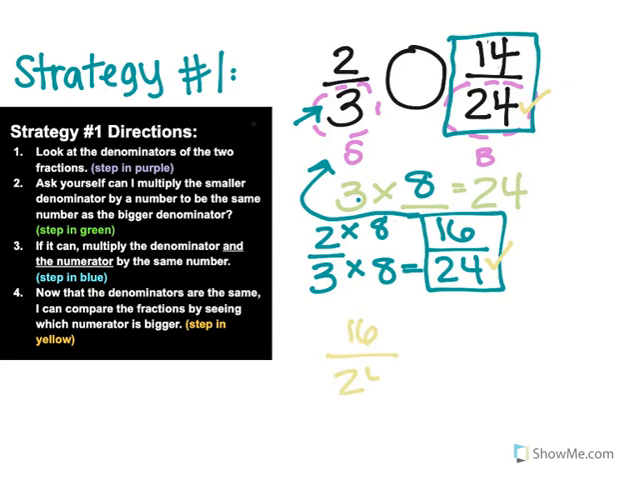So I put 16 24ths and then 14 24ths. I look at my numerators. I can see 16 is bigger. So 2/3 is greater than 14 24ths.